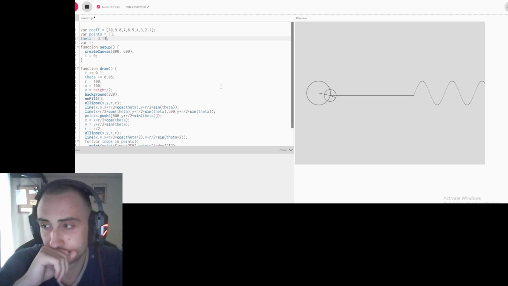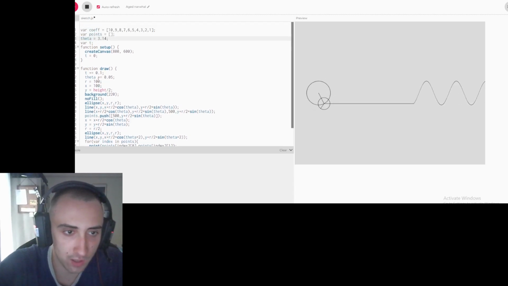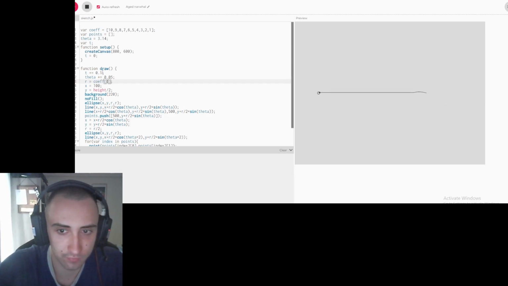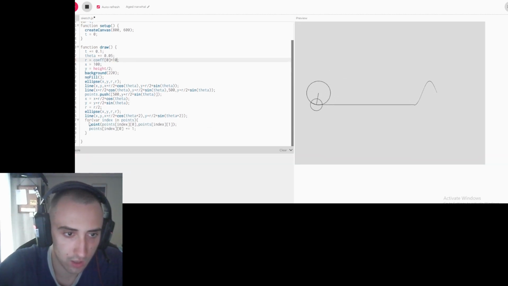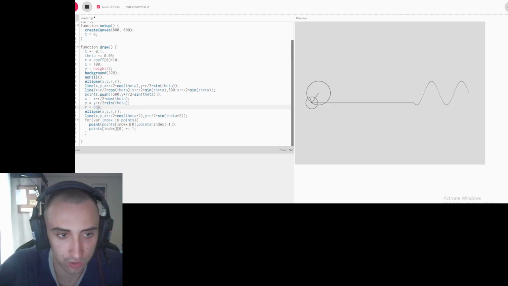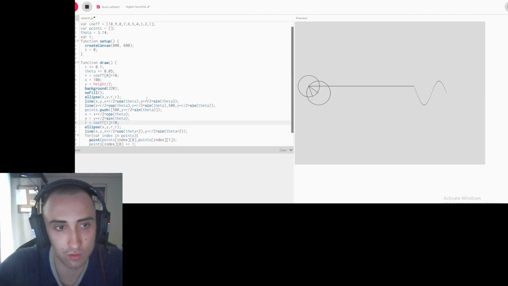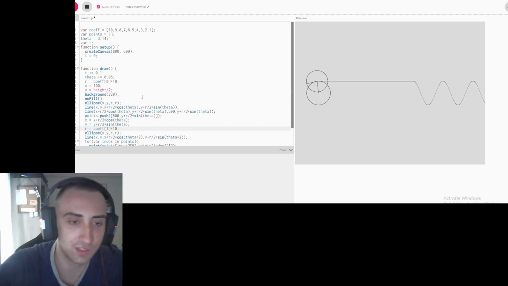So now I need R to be coefficient index 0 times 10, and then R will be coefficient index 1 times 10. Is that good? We will see if that's good.